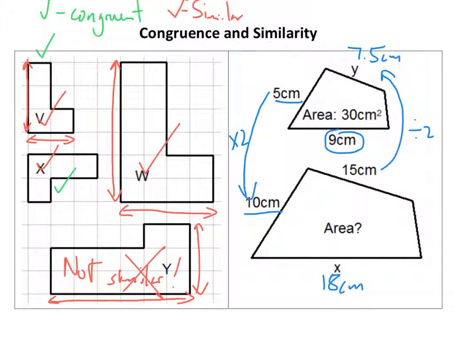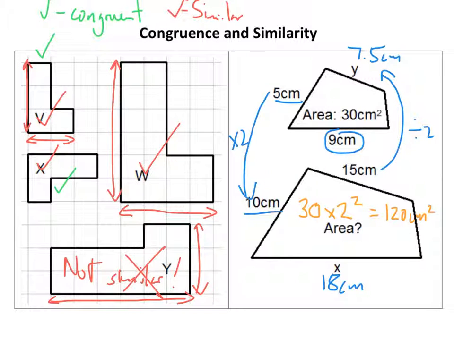However, and I'm going to do this in orange, because area is 2 dimensions, length times width or what have you, with a rectangle if you think about it. You don't just multiply by the scale factor, you multiply by the scale factor again. So you multiply by the scale factor squared. So for the area, we're going to multiply by 2 squared. So 2 squared is 4. So you're going to get 120 centimetres squared.